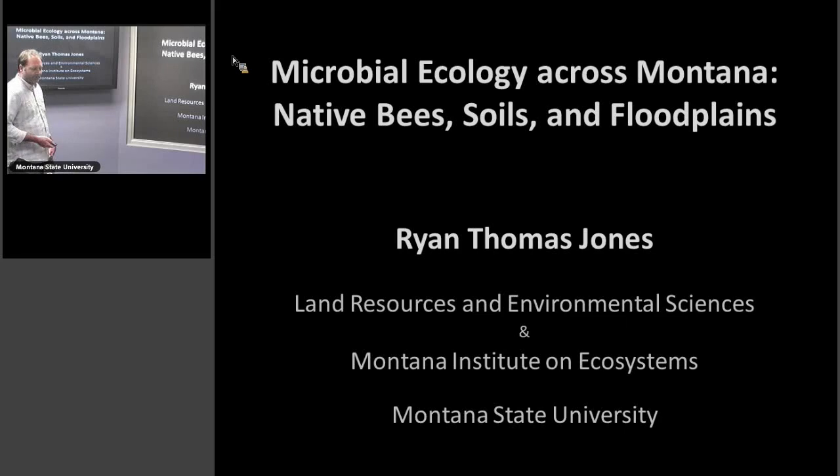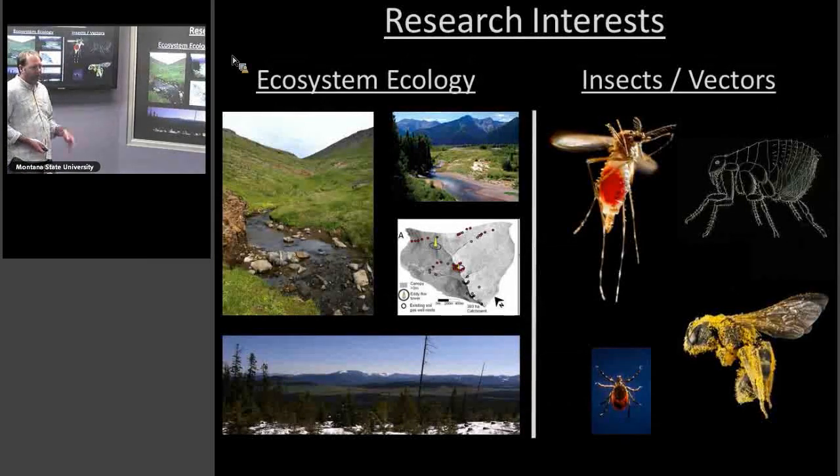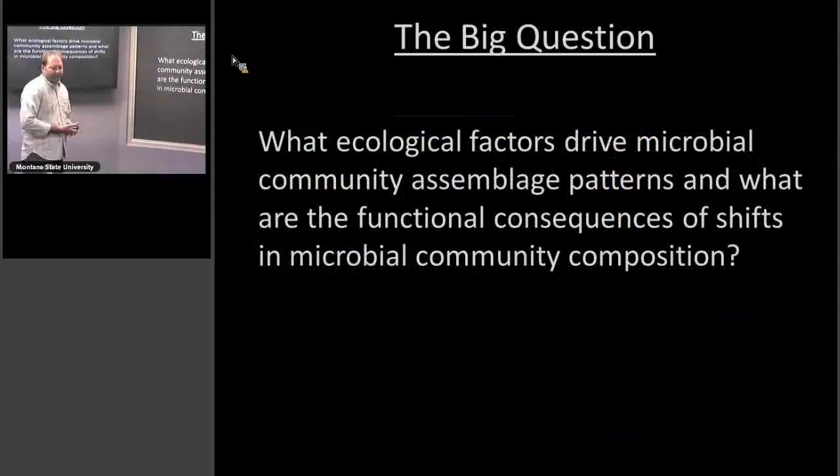So my interests are split. One side is ecosystem ecology: what are the feedbacks between microbial communities and ecosystem processes like nutrient cycling, and how do those feed back into one another? My second interest is insect-associated bacteria, microbes, especially of disease vectors. Insects and their bacteria are both affected by future climate change, but potentially not in the same way. So how will future change affect those relationships, disease spread, pollination networks, that sort of thing? The big question that drives my research is, what are the ecological factors that contribute to microbial community assembly, and what are the functional consequences of shifts in those communities? How do changes in those communities lead to ecosystem change or disease spread?